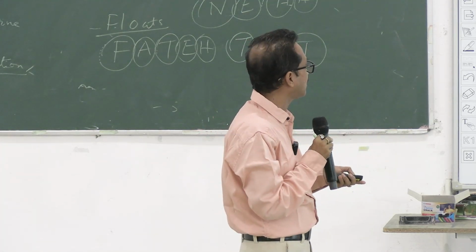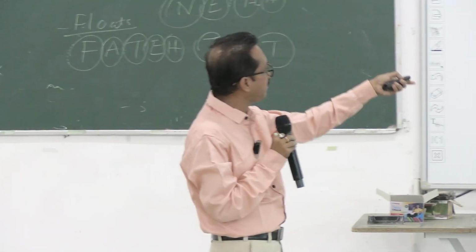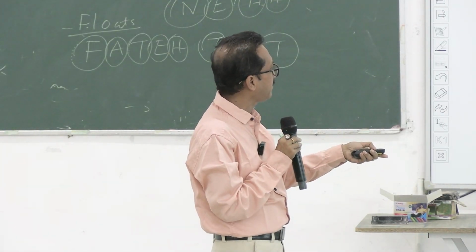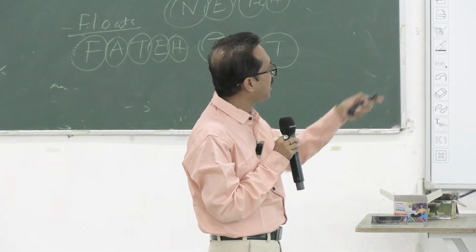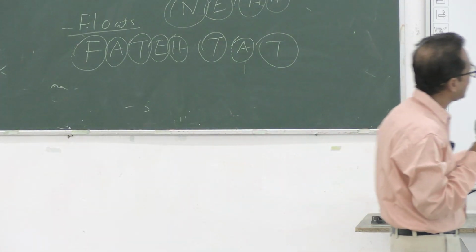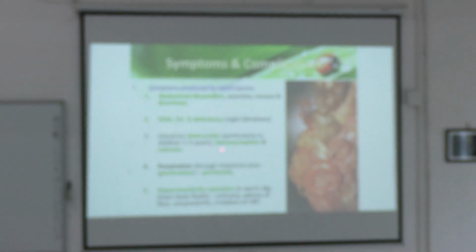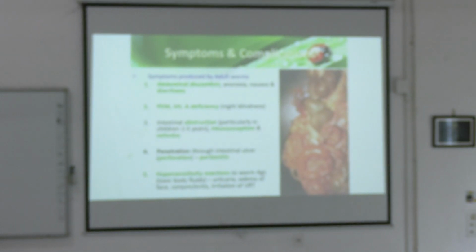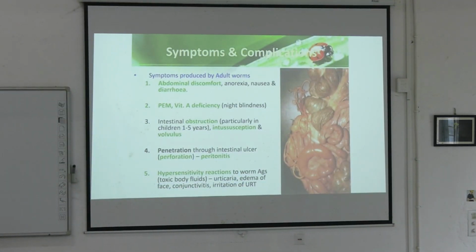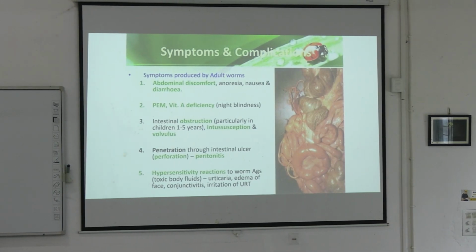Pneumonia I have already mentioned, visceral larva migrans, if there is abdominal discomfort, vitamin A deficiency, intestinal obstruction, particularly in children, and the terms you should remember are intussusception and volvulus. Intussusception is the commonest mode of intestinal obstruction in children with huge Ascaris infection. It may even move to the bile duct and lead to cholangitis. This can occur in Ascaris. Ascaris can also penetrate through the intestine and cause peritonitis.